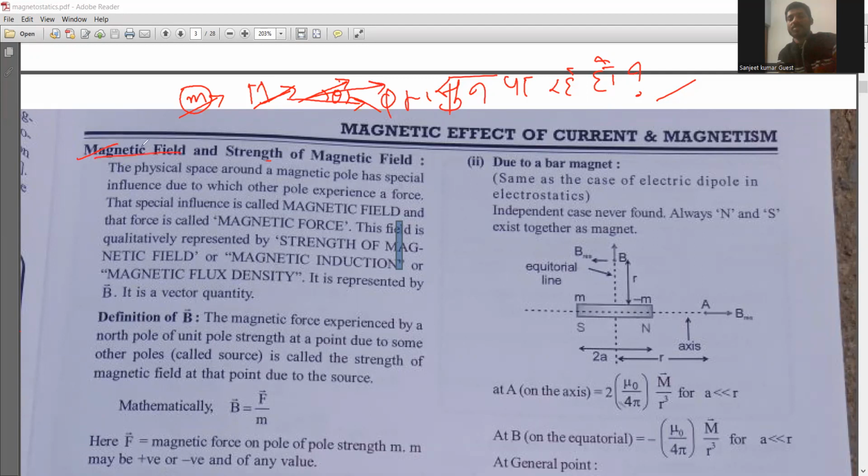The magnetic field is denoted as B, and it is a vector quantity similar to the electric field, right? And the strength of the magnetic field means how strong it is. So we will cover these two. It is similar to the electric field.